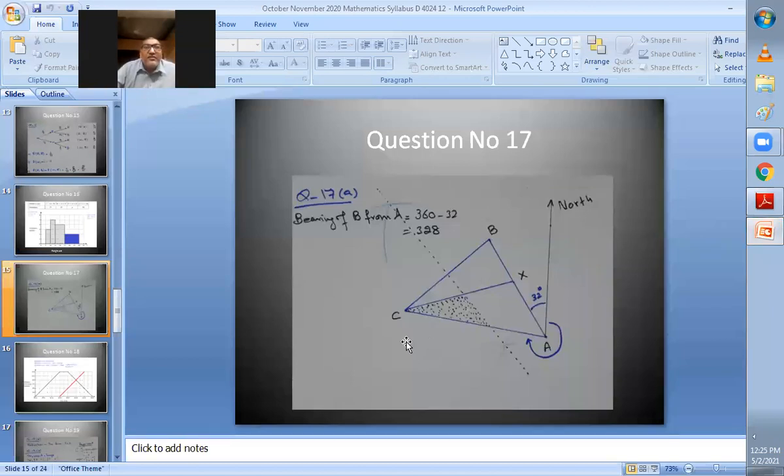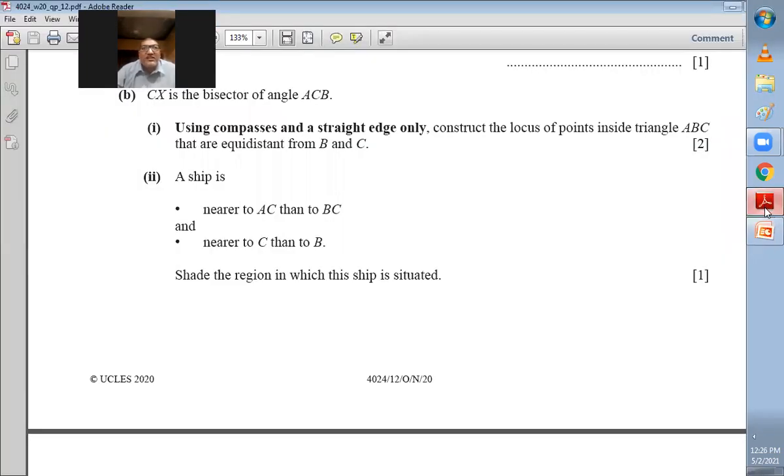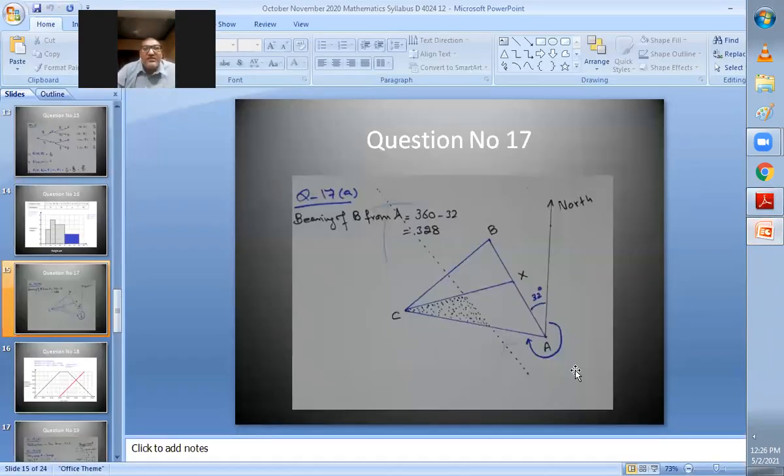He says, remain near AC. So I will have to remain near the AC line, this is the angle bisector. Okay, this is the perpendicular bisector between B and C. He said, you have to remain near C, so nearer to C than B. So this is the portion which will be shaded.